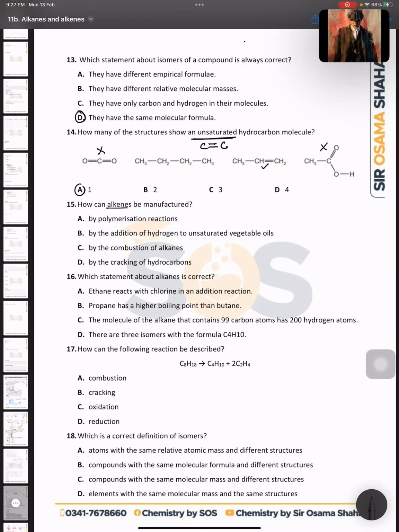How can alkenes be manufactured? Polymerization is not the way to produce. Addition of hydrogen is not the way to produce. Combustion is not the way, but cracking. By cracking, you can produce them. Very good, all of you.